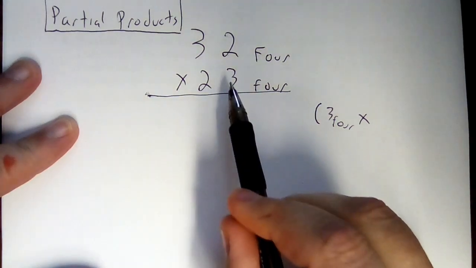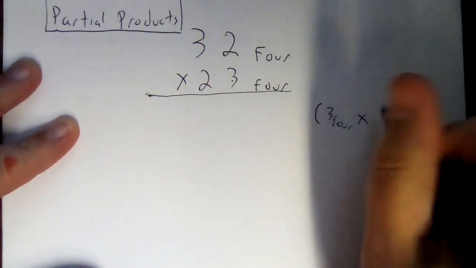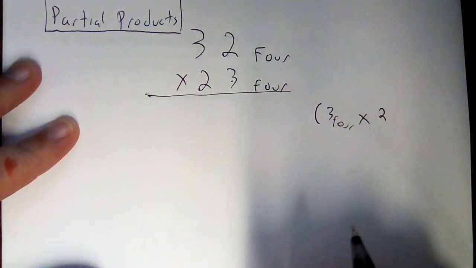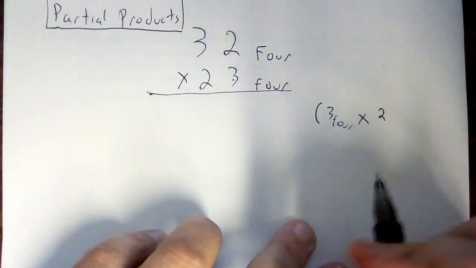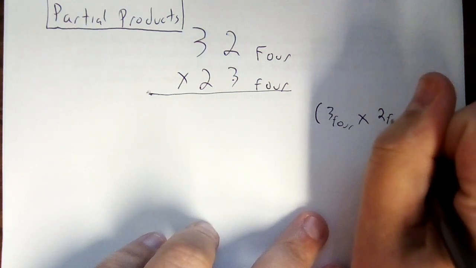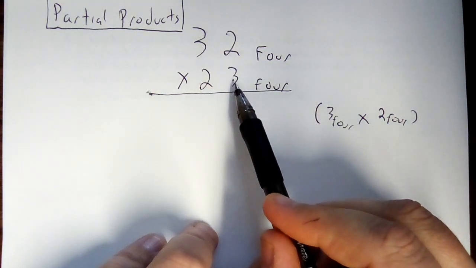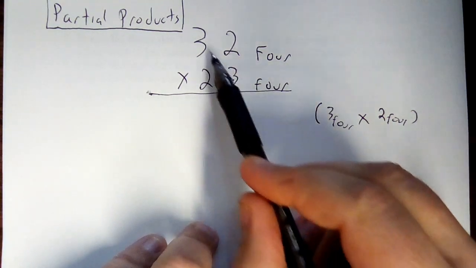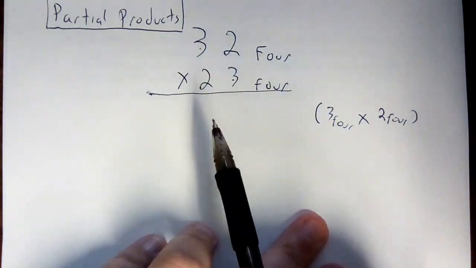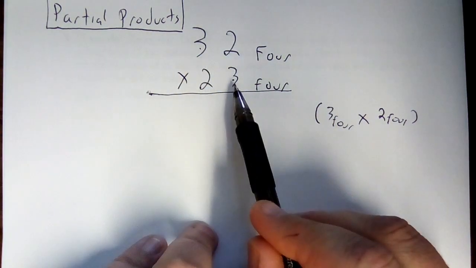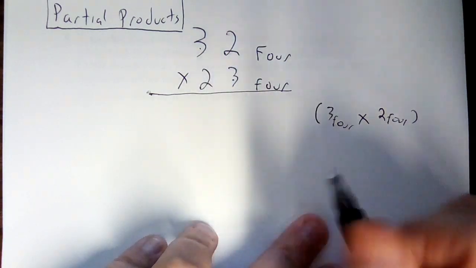So we begin with 3 times 2, and of course we need to remember that both of these numbers are base 4 numbers. So we'll write 3 in base 4 multiplied by 2 in base 4. For the second partial product, I have what should be 3 times 3, but we remember that this 3 is in the 4's place. It's really 3 times 30.